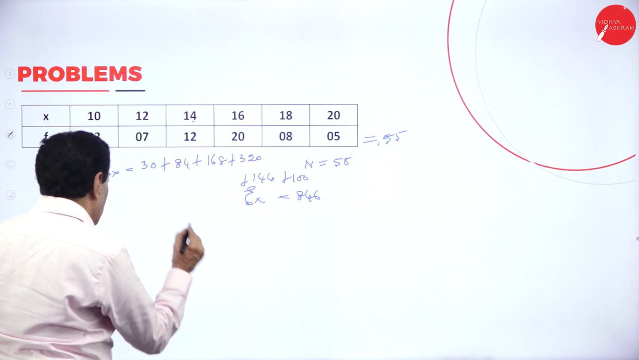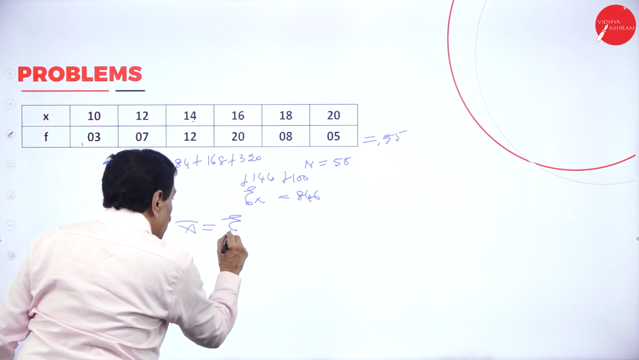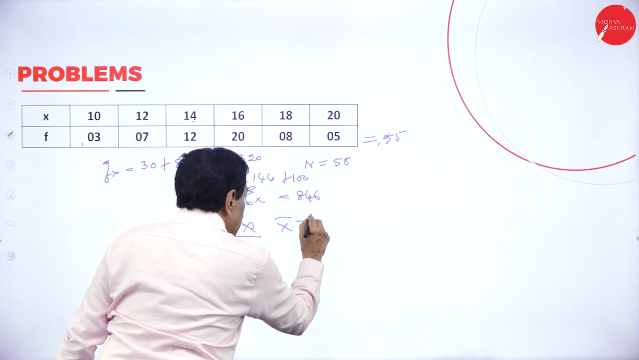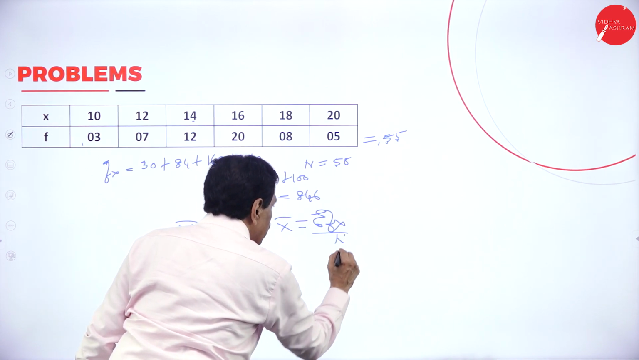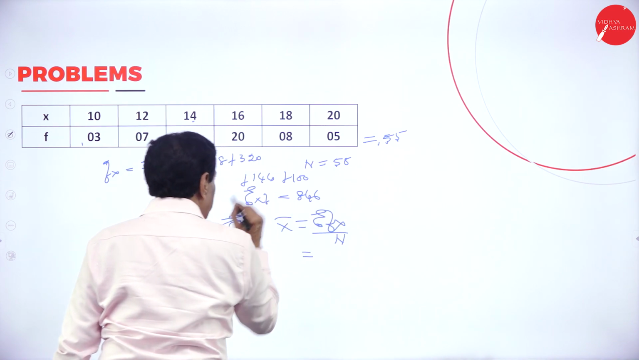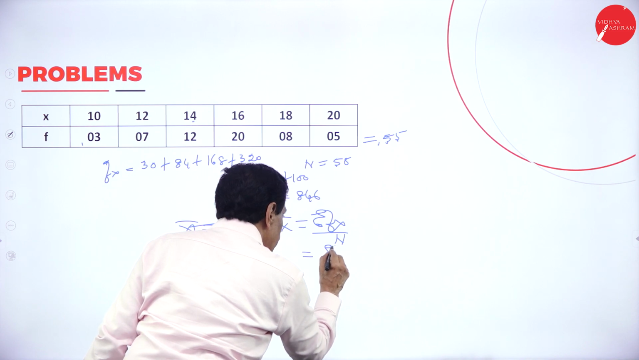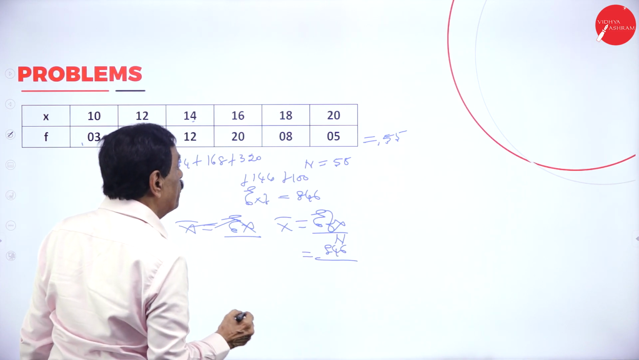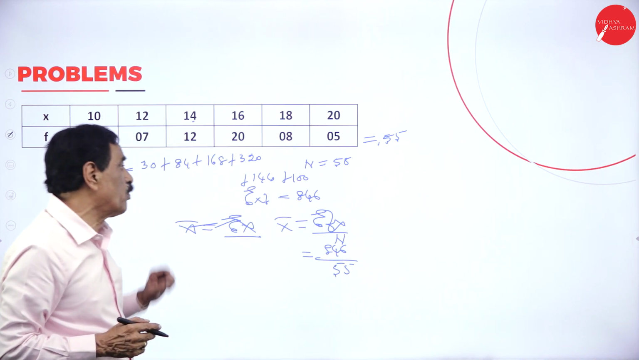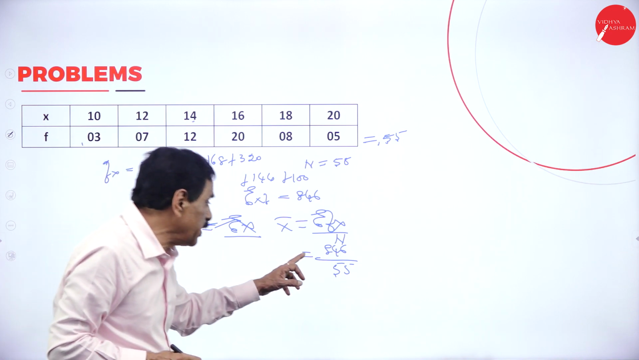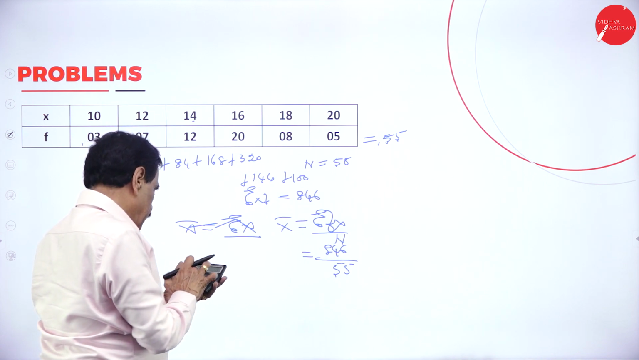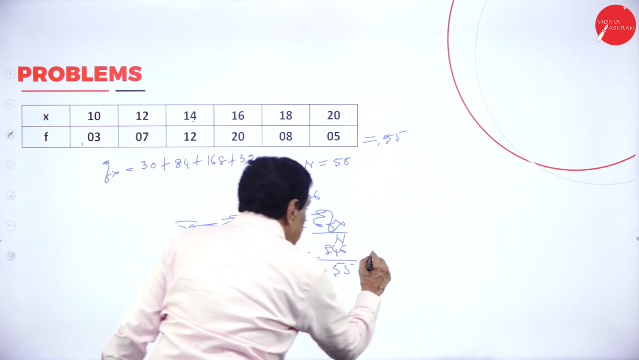Now apply the formula. Mean is equal to sigma fx over n. What is sigma fx? Here you add x of f, 846, divided by 55. Mean is equal to sigma fx over n, or xf also we can say. What is 846 divided by 55? Divided by 55 is equal to 15.38.